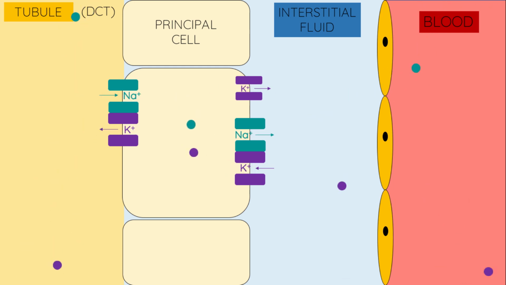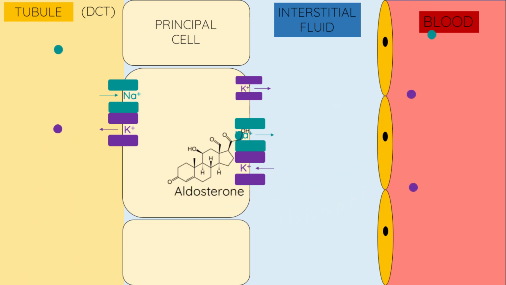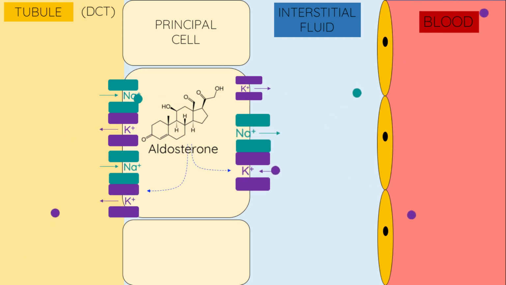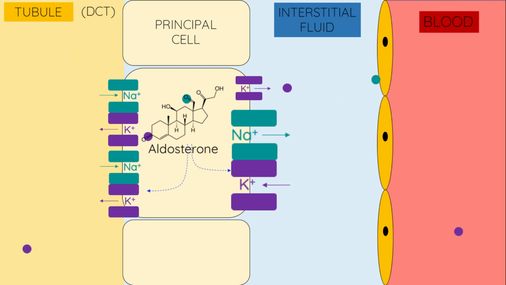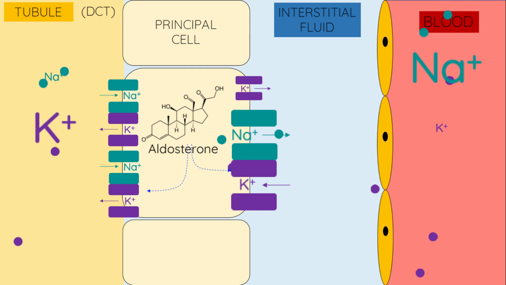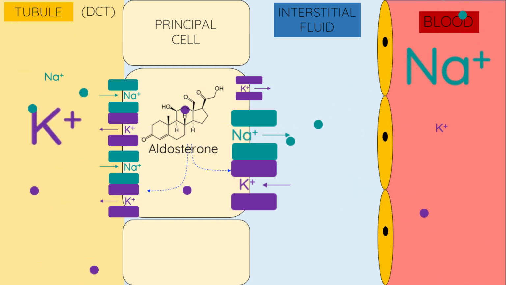So ultimately, the channels present in the principal cell act to try and reabsorb sodium and secrete potassium. Aldosterone acts to increase the synthesis and activities of these channels, thus enhancing the reabsorption of sodium and the secretion of potassium. Reabsorbing sodium into the blood is good because water follows sodium by a ratio of 1 water molecule for every sodium ion.